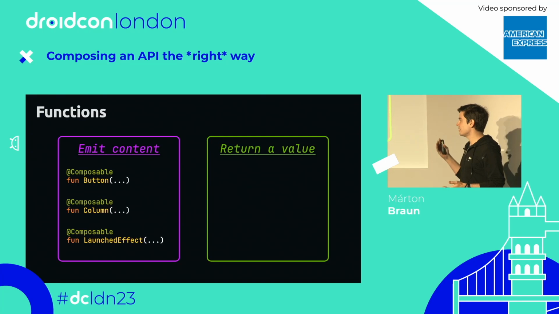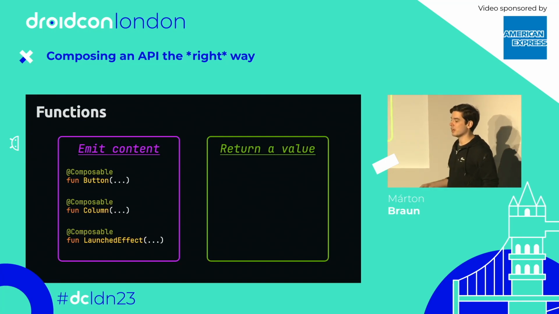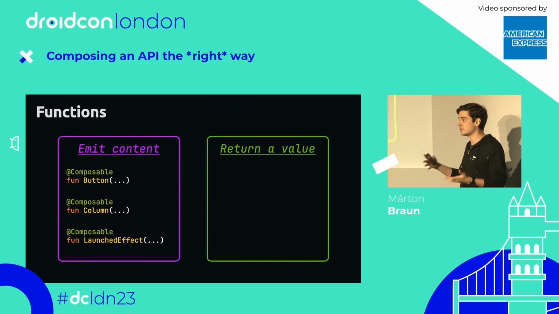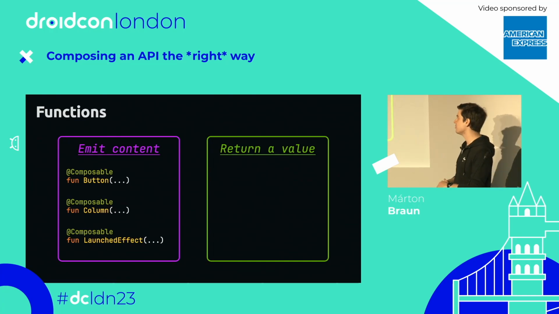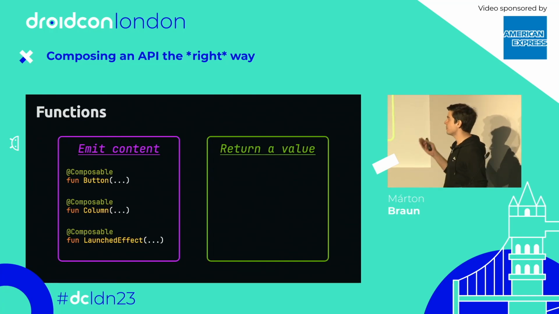And this doesn't necessarily have to be just UI. So for example, something like a launched effect is also a thing that will exist as a result of that function being called. So we also use the same uppercase naming convention.